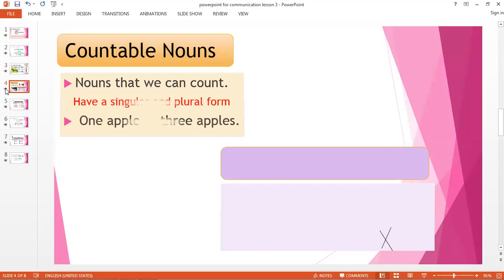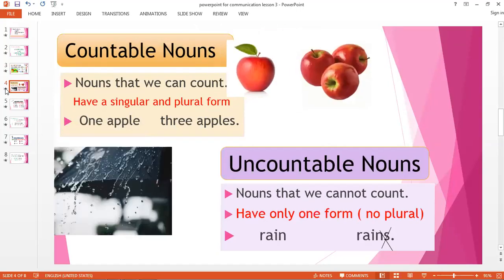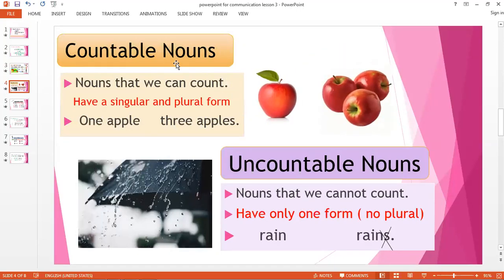Countable nouns and uncountable nouns. Countable nouns are nouns that we can count. As I said a while ago, this is a word that you can count, and it has a singular and a plural form. For example, one apple, three apples. Look at the word again: apple and apples.